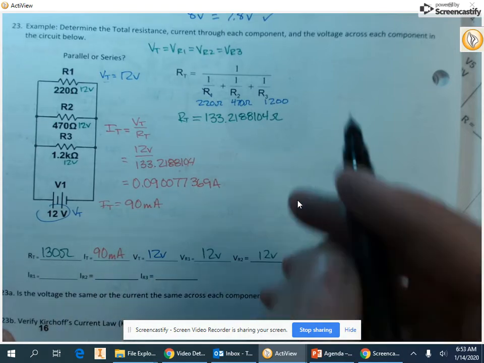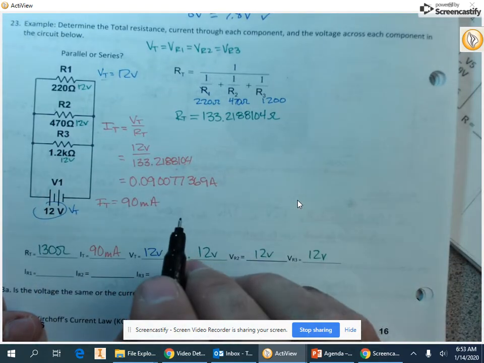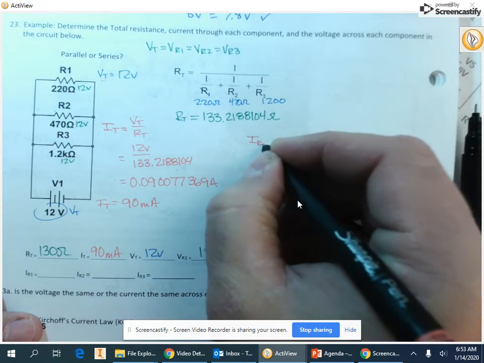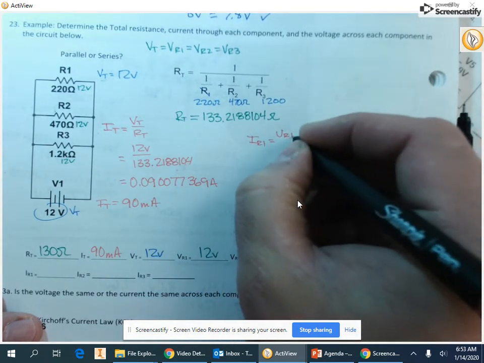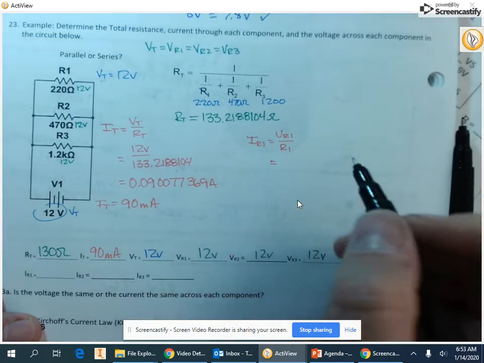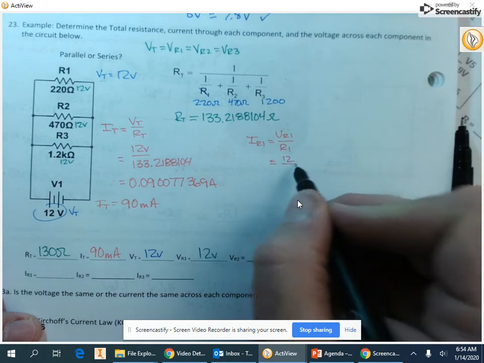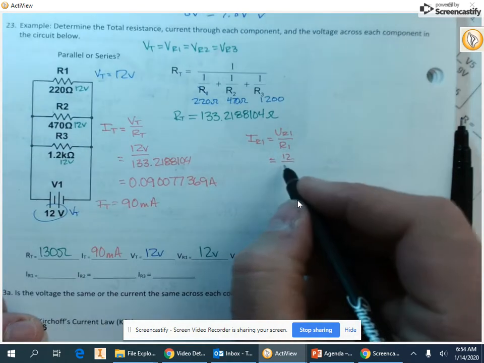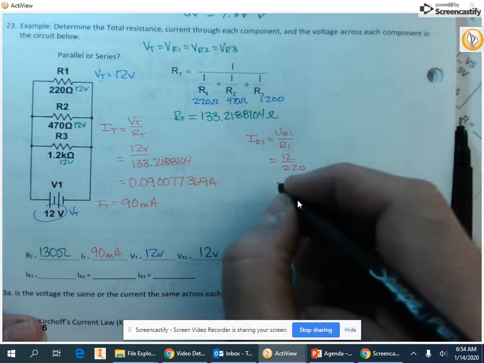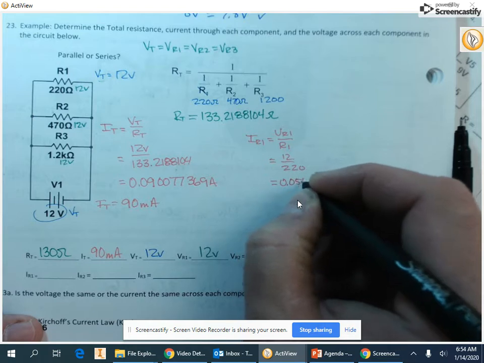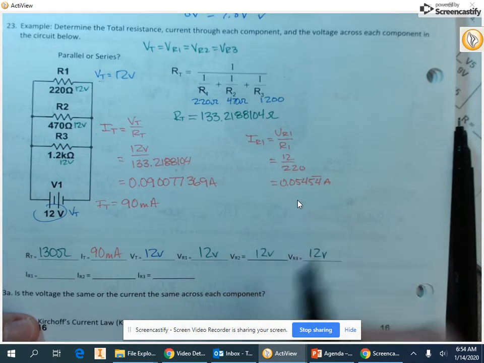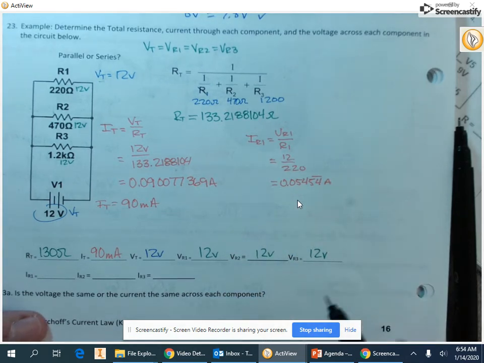How are we going to figure out what I is? Well, we're going to use the exact same formula as we did there, and we're going to look at IR1, which is VR1 divided by R1. In this case, voltage in R1 is 12, and R1 is 220. And 12 divided by 220 is 0.05454 repeating amps. So 54.5 or 55 milliamps.